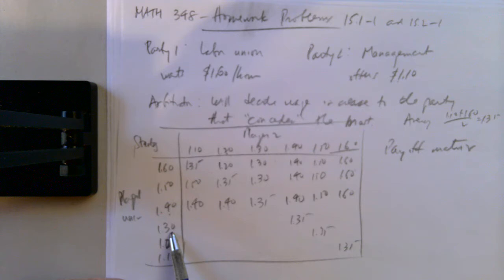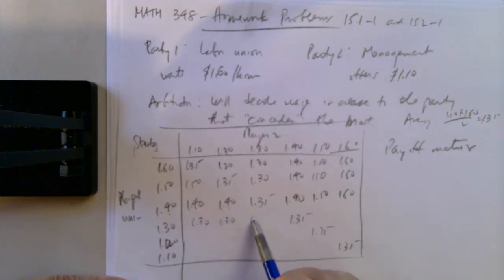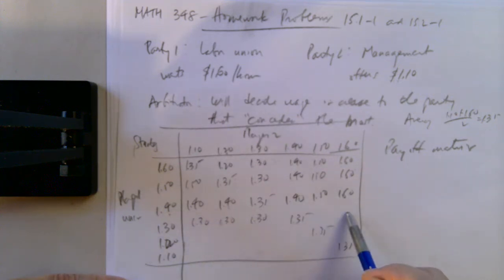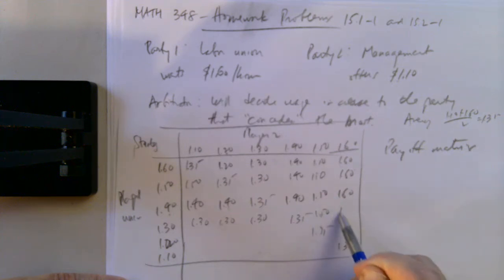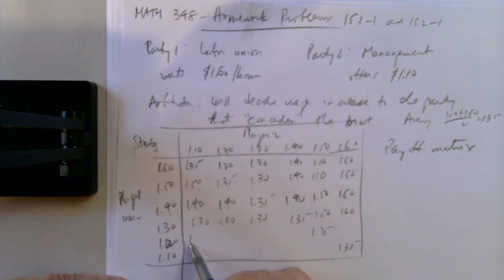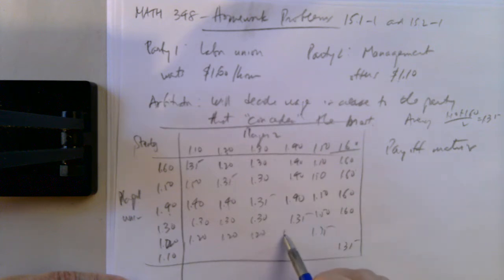Here, the union has given up 30 cents. Here, the union's given up 0, 10, or 20. So the arbitrator goes with the union. But here and here, management has conceded more. So the arbitrator goes with management. Here, all along until we get to this point, the union has conceded more. So the arbitrator goes with the union.